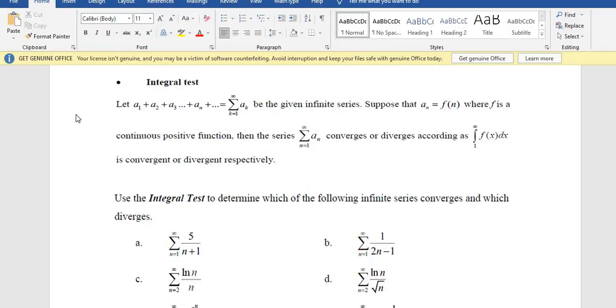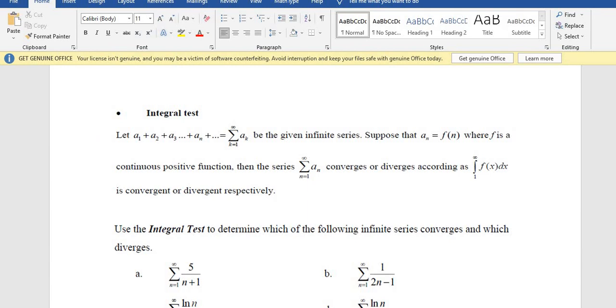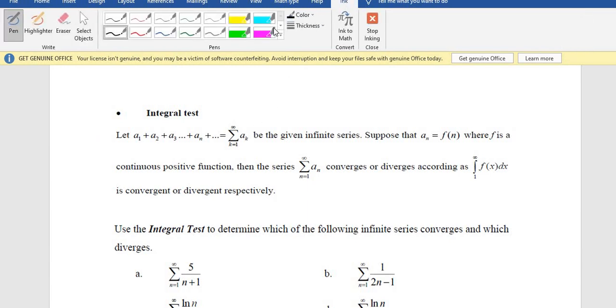Hello my dear friends, now I am going to tell you from chapter number 5 how to check whether the given series converges or diverges. So this is exercise 5.3.